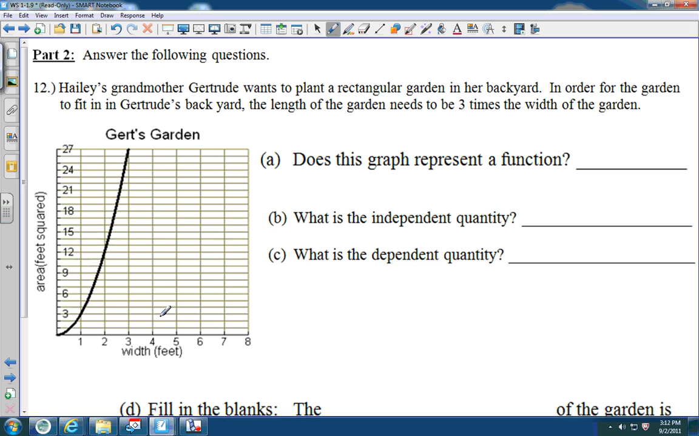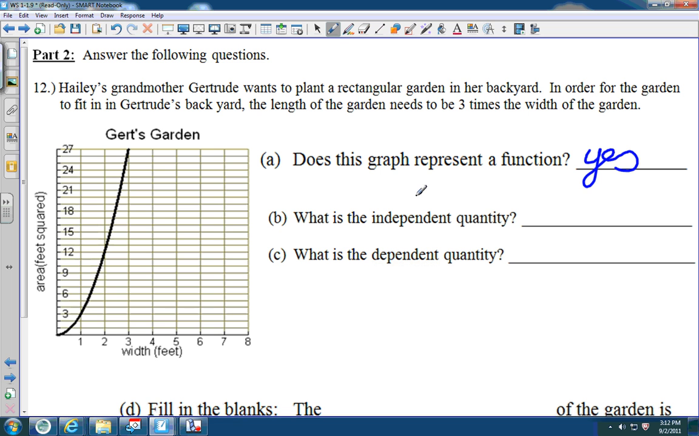This says Haley's grandmother Gertrude wants to plant a rectangular garden in her backyard. In order for the garden to fit in Gertrude's backyard, the length of the garden needs to be 3 times the width. Okay, so this is the graph for 3 times the width. Does this graph represent a function? Well, do the vertical line test. If I draw a vertical line, does it only touch it once? Yes, it does. So yes, it is a function.